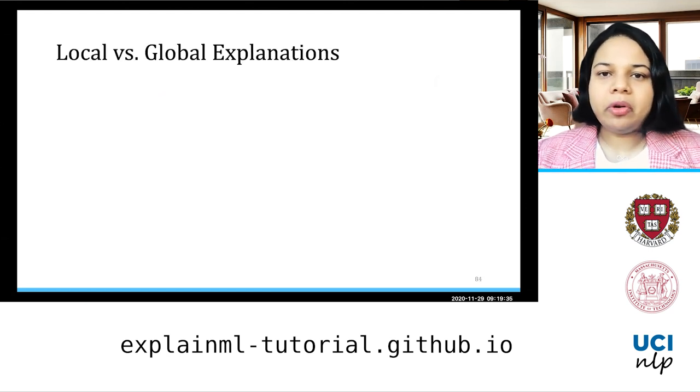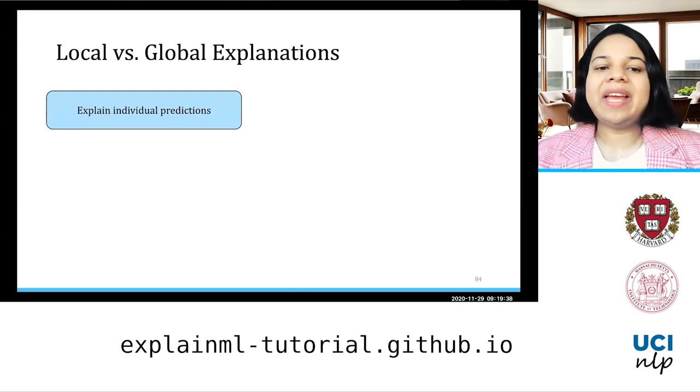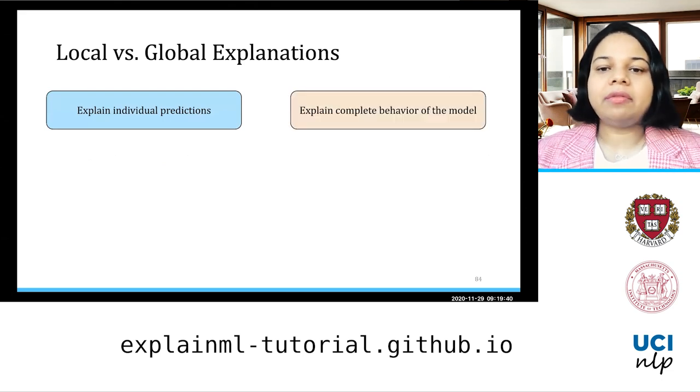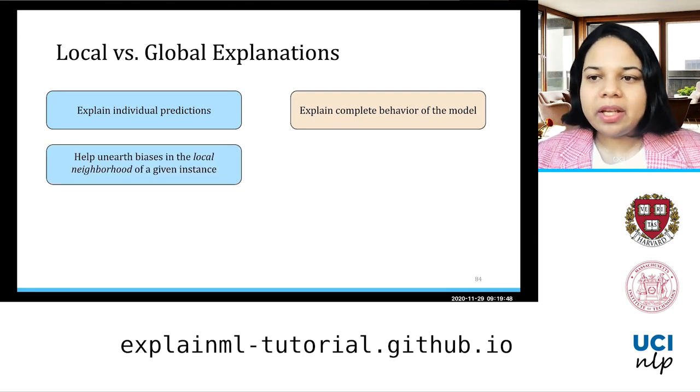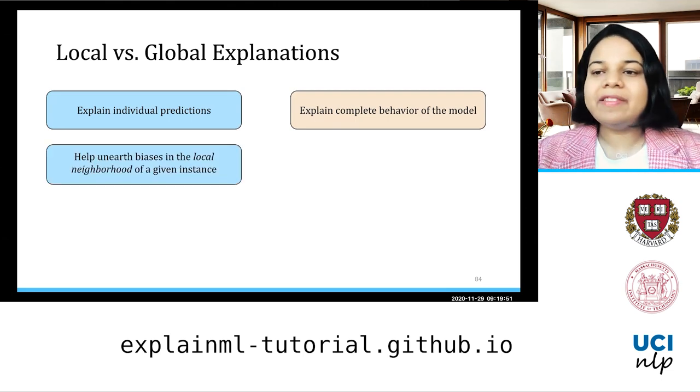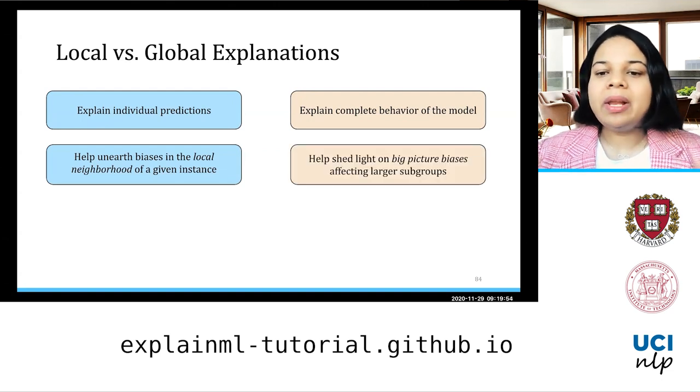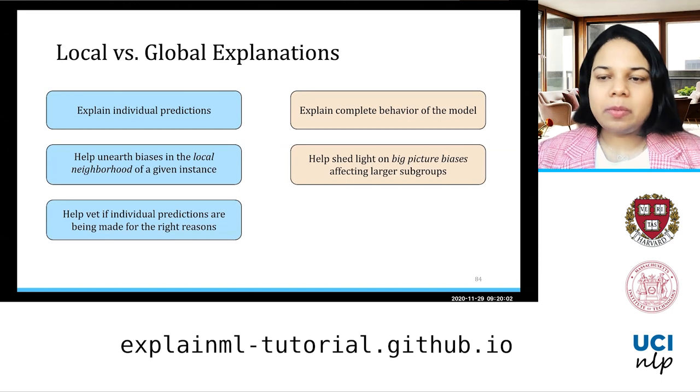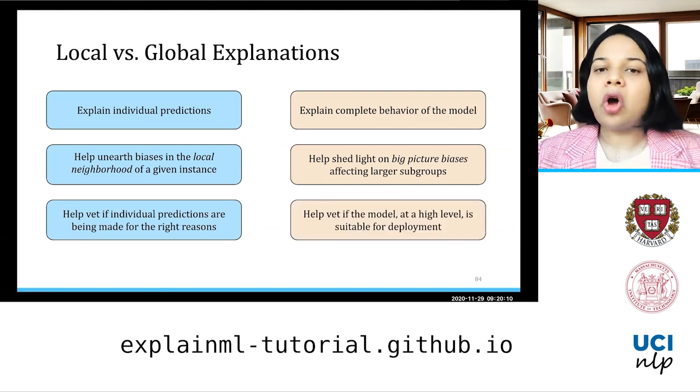Just to re-jog your memory, while local explanations try to explain the individual predictions of a given model, global explanations try to focus on explaining the complete behavior of the model. And while local explanations help unearth biases in the local vicinity of a given instance, global explanations help shed light on big picture biases which affect larger subgroups in the population. And while local explanations help us vet if individual predictions are being made for the right reasons, global explanations help us vet if a model at a high level is suitable for deployment.